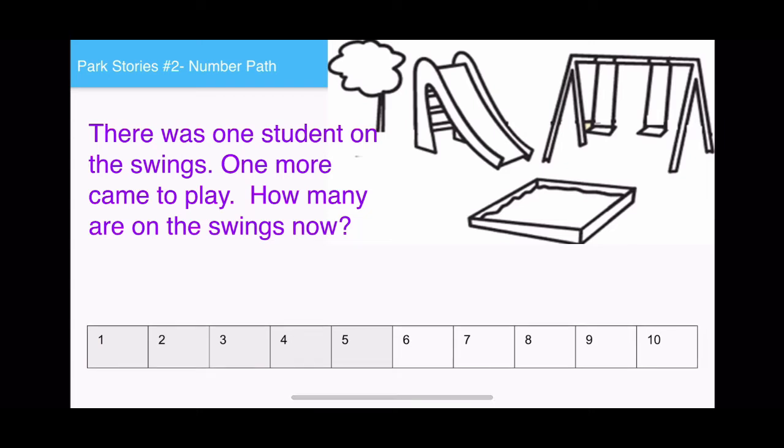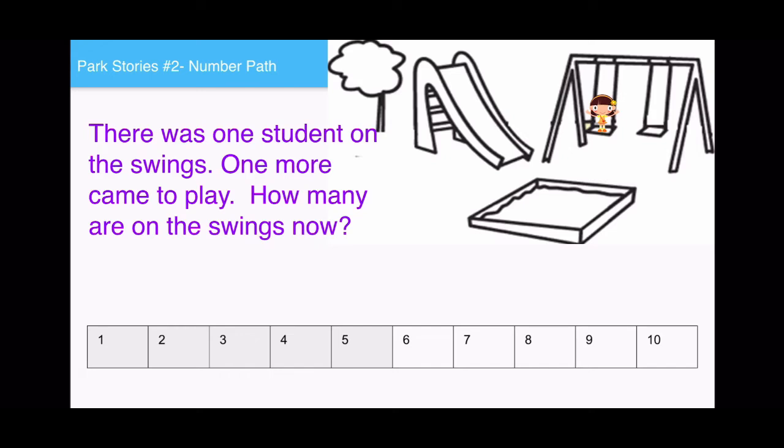Now, this is the last one we will try together before I want you to try one all on your own, boys and girls. So let's get started. There was 1 student on the swings. 1 more came to play. How many are on the swings now? So remember, you're going to be working with your what? Counters. That's right. And I'm going to be working with a what?